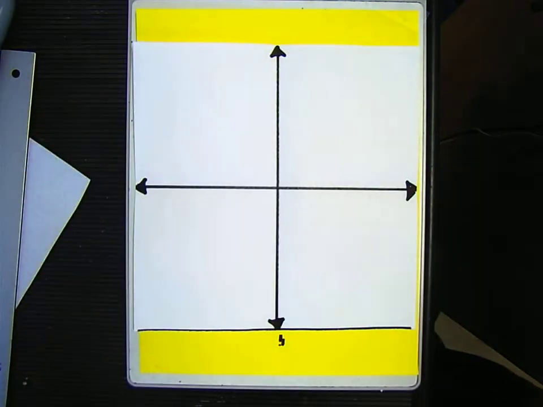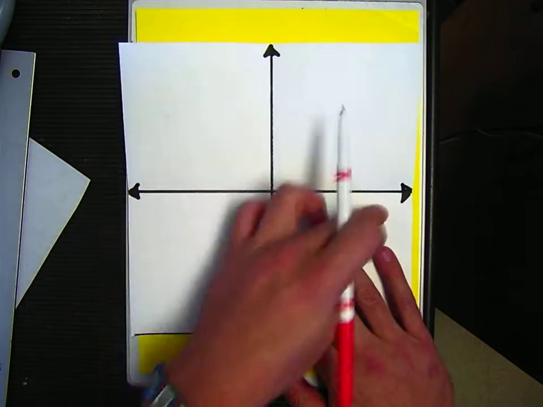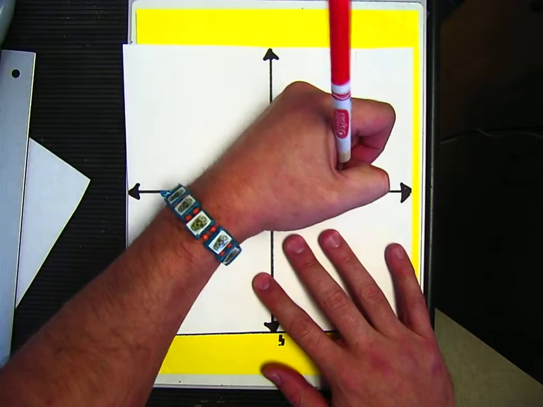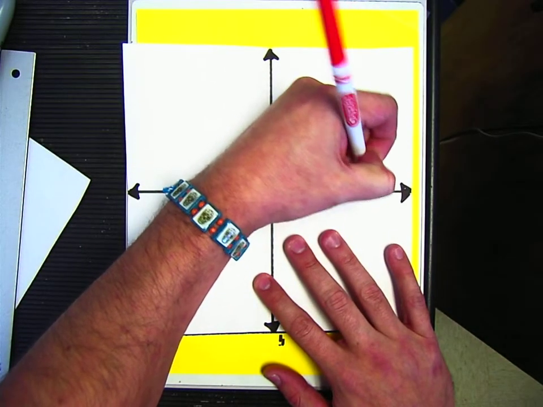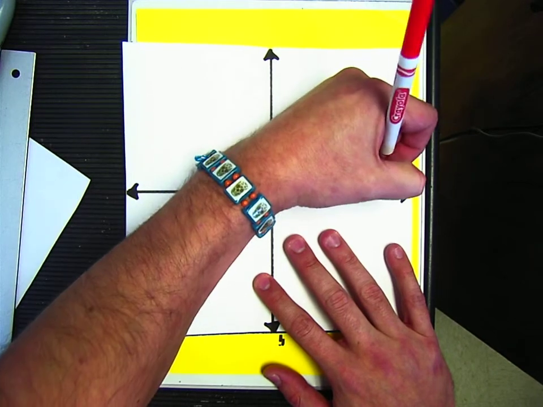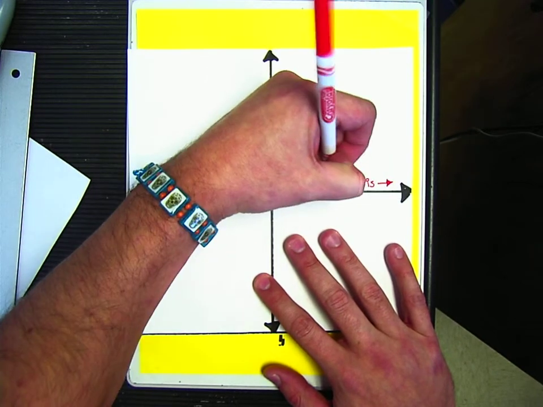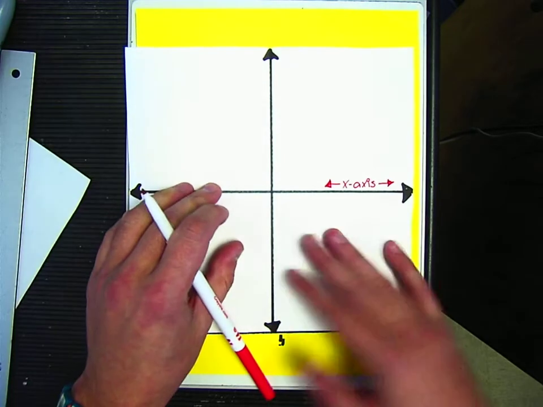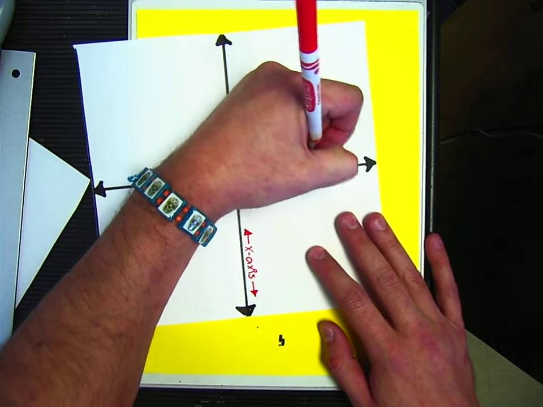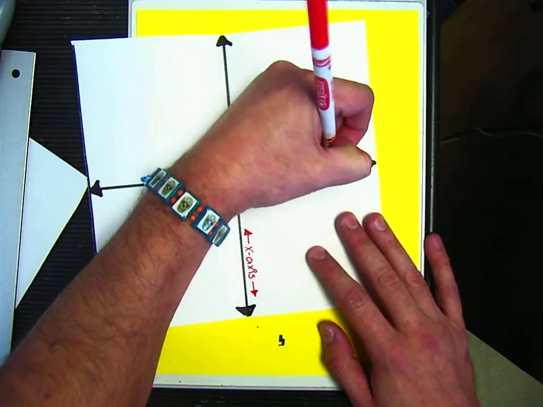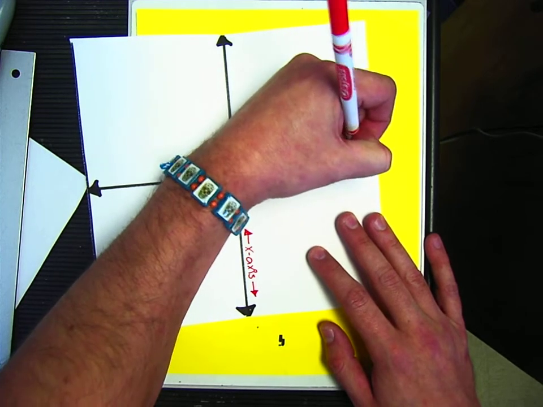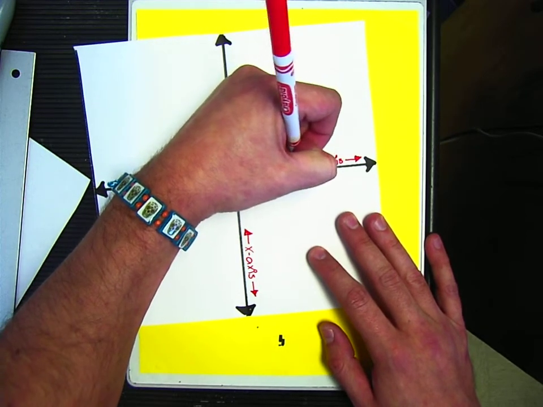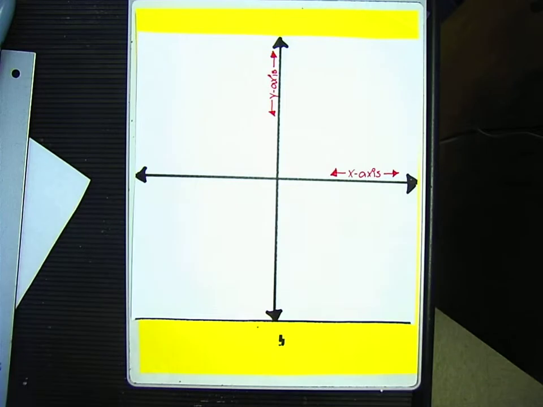I need to decide which is which, so as we all know that the x-axis always runs left and right, so I'll go ahead and label this x-axis and show that it's the one that goes sideways or left and right, how you want to think about it. And the other axis, that up and down one, is the y-axis, and that goes up and down from our perspective right there.